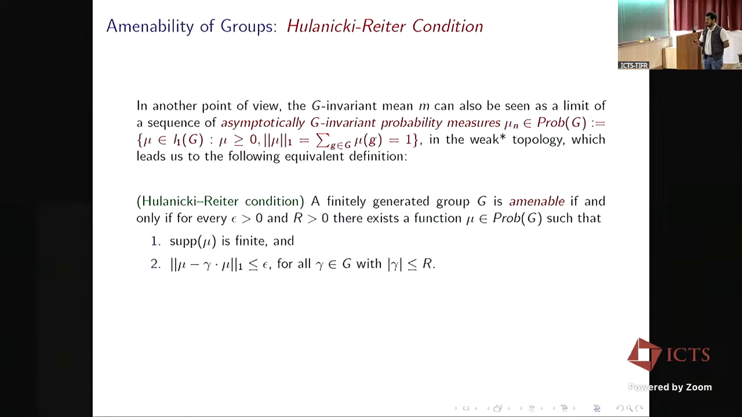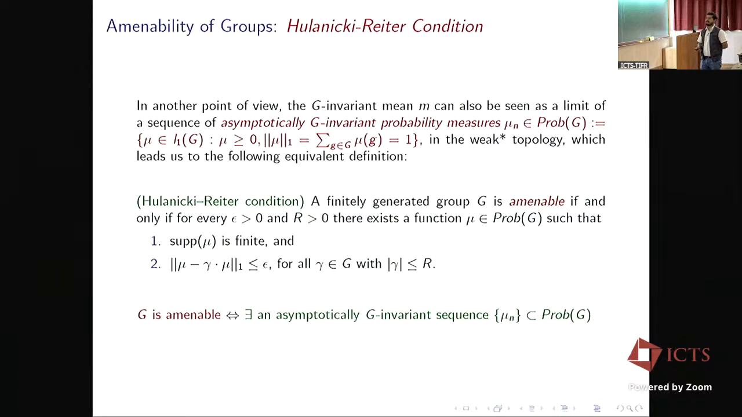Now, that, in other words, tells us that G is amenable if and only if there exists an asymptotically G invariant sequence of probability measures, which in the limit, in this sense, would give us the mean.